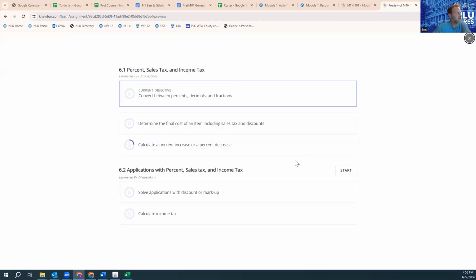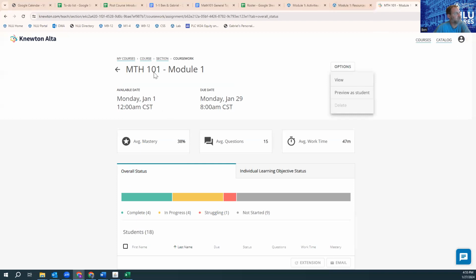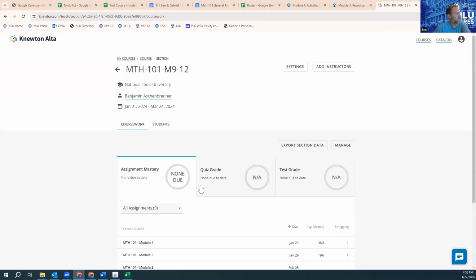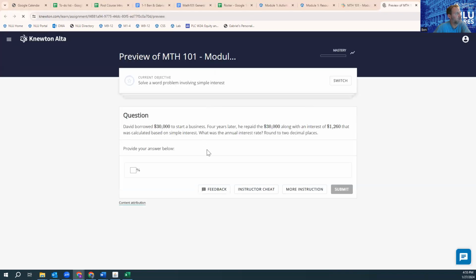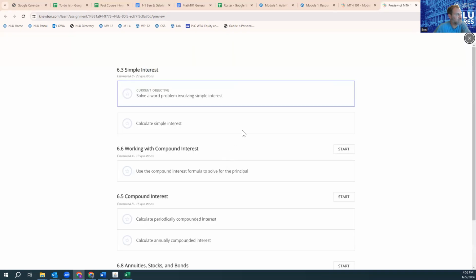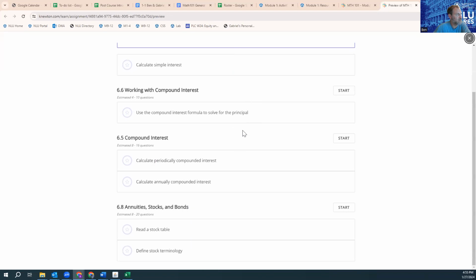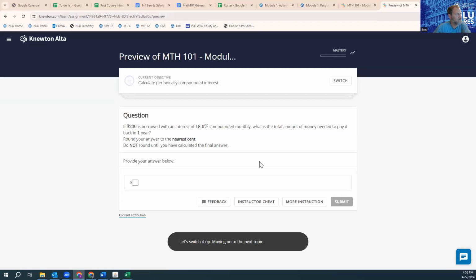There were some, and I said this in the announcement a little earlier, this is probably not a good one to use. Let's just go back to module 2. And I'm going to go to options, preview as a student. So I think there were some periodically compounded questions.